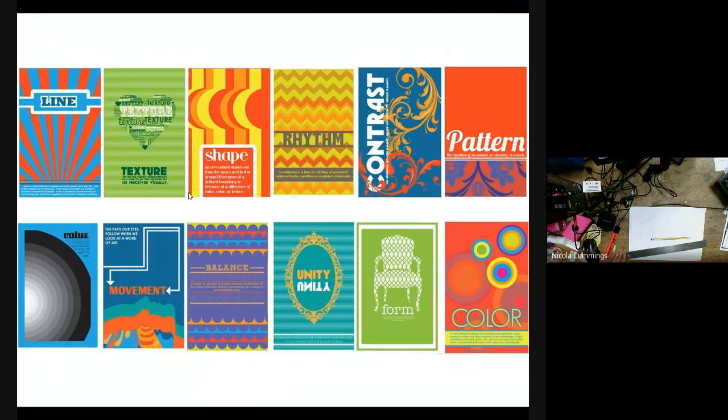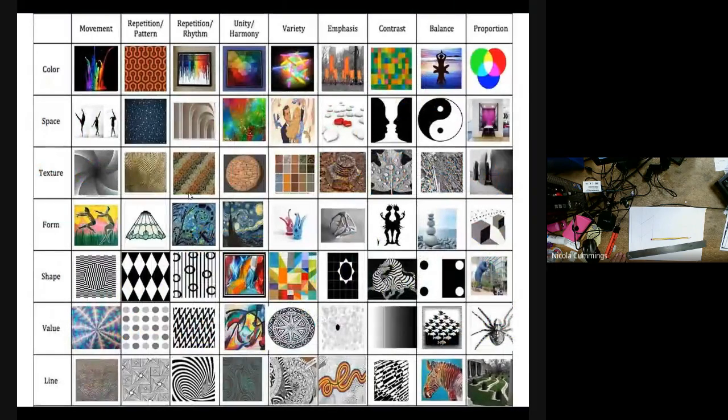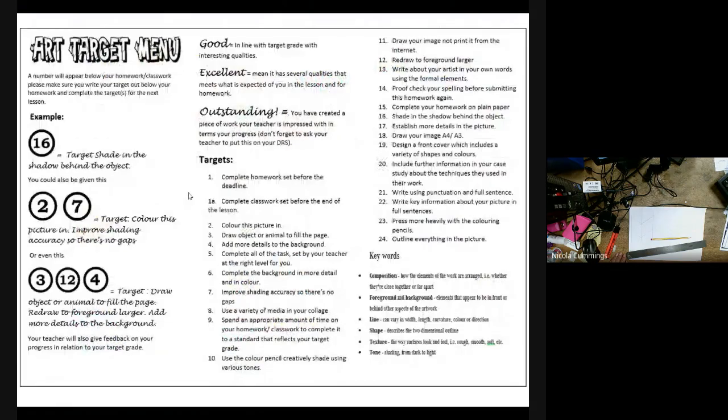Here are some keywords that we might want to look at, because obviously when we're looking at art, we may need to use a range of words that help us to express what's happening in that piece of work. Here's another example. This is far more complex, and in one of our lessons, we'll be using these words to talk about some art.